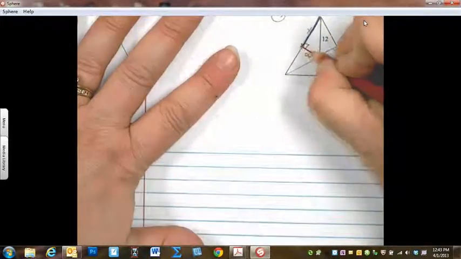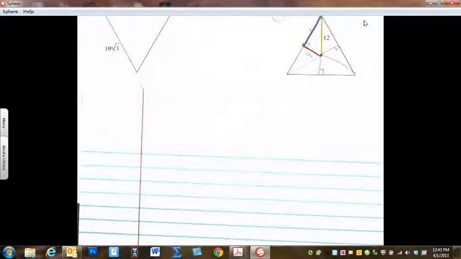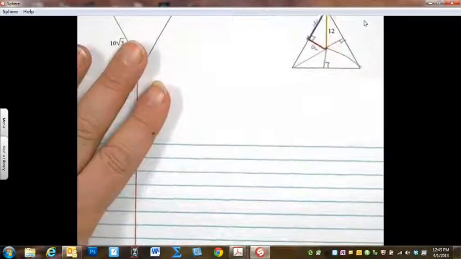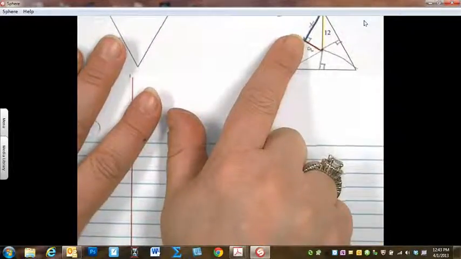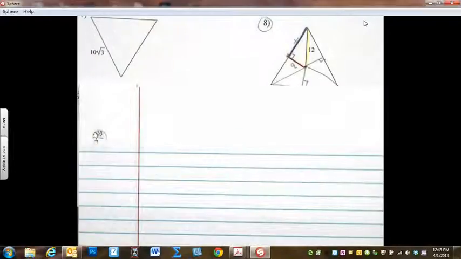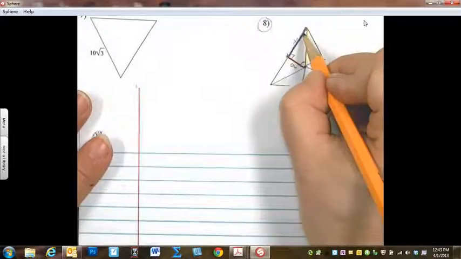But the bad news is they gave me something that doesn't really help me. They gave me this piece, and that piece is 12. So I can't use that to find the perimeter. The only way it's going to help me is to help me find the apothem and the side here, the longer leg of this triangle. So one thing I'm going to do is we have to figure out what is this angle, or we can figure out what is this angle.